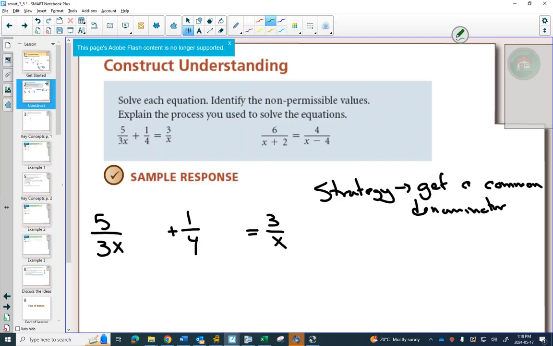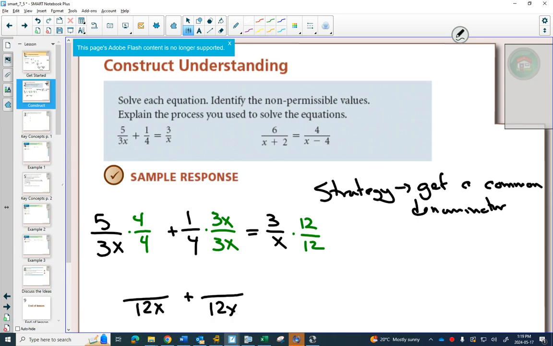So my first one, I'm going to multiply by 4 and 4. The second one, I'd have to multiply by 3x and 3x. And the third one, I'd have to multiply by 4 and 4. 12 and 12. That will get every single fraction that I have with a denominator of 12x. I could even add those two together there if I wanted to. This one's going to have a 20 on top. This one's going to have a 3x on top. And this one's going to have a 36 on top.